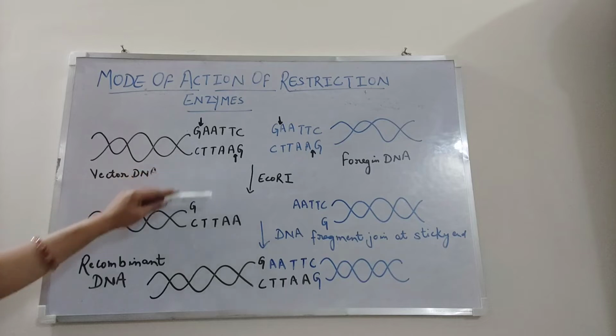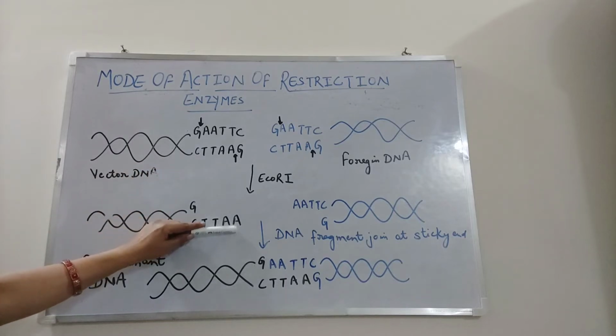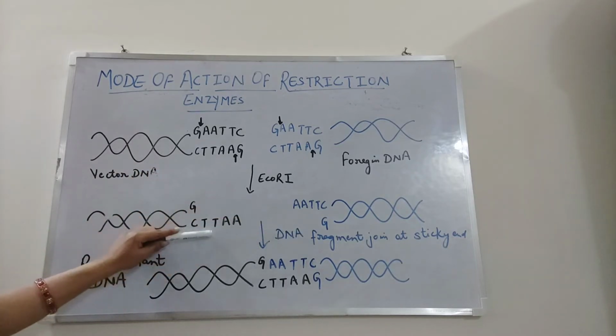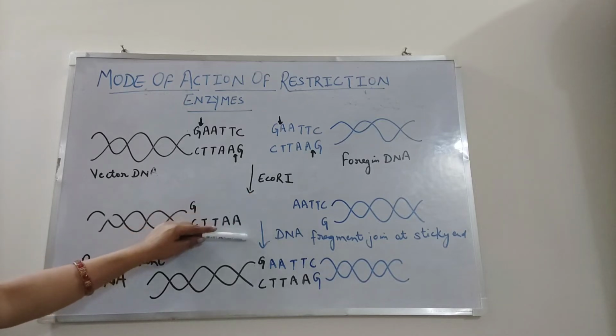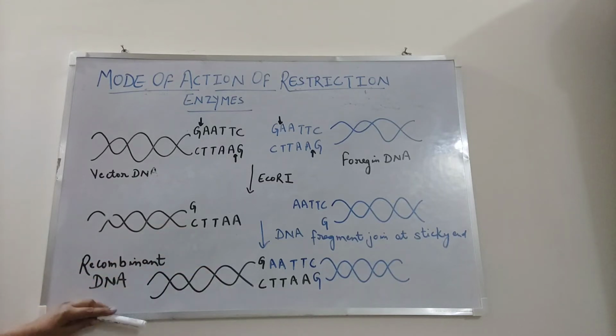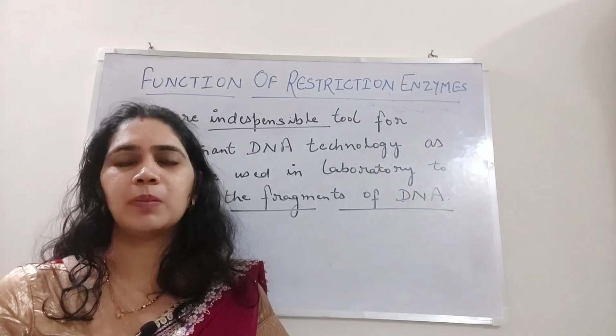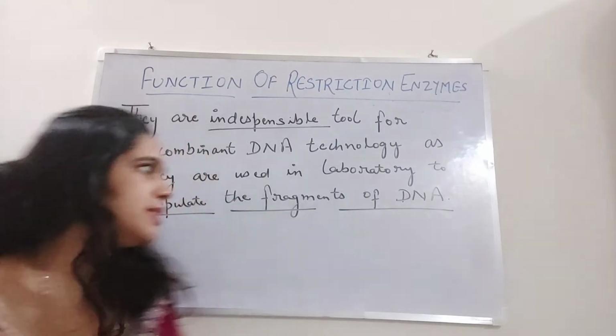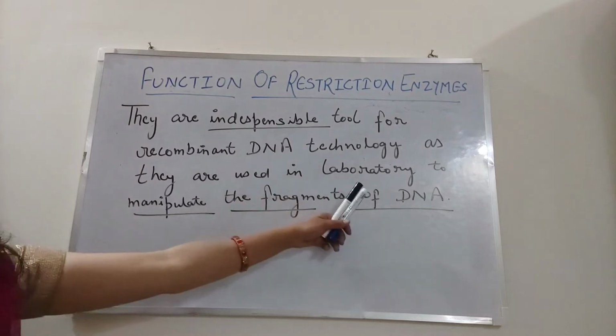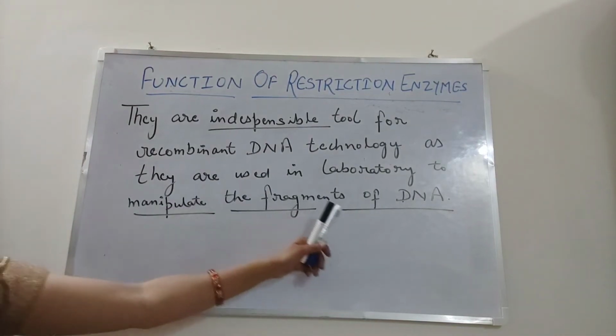This cutting results in the generation of an overhang stretch known as sticky end because they have the ability to form hydrogen bonds with their counterparts. In the next step, with the help of the DNA ligase enzyme, these sticky ends join together to form a recombinant DNA. Restriction enzymes are an indispensable tool for recombinant DNA technology because they are used in the laboratory to manipulate the fragments of DNA.